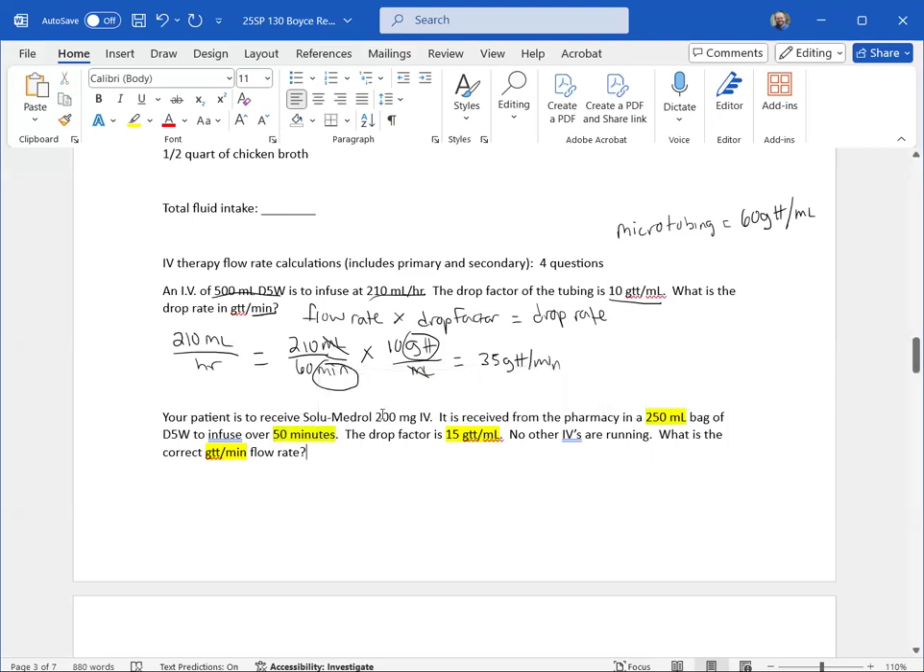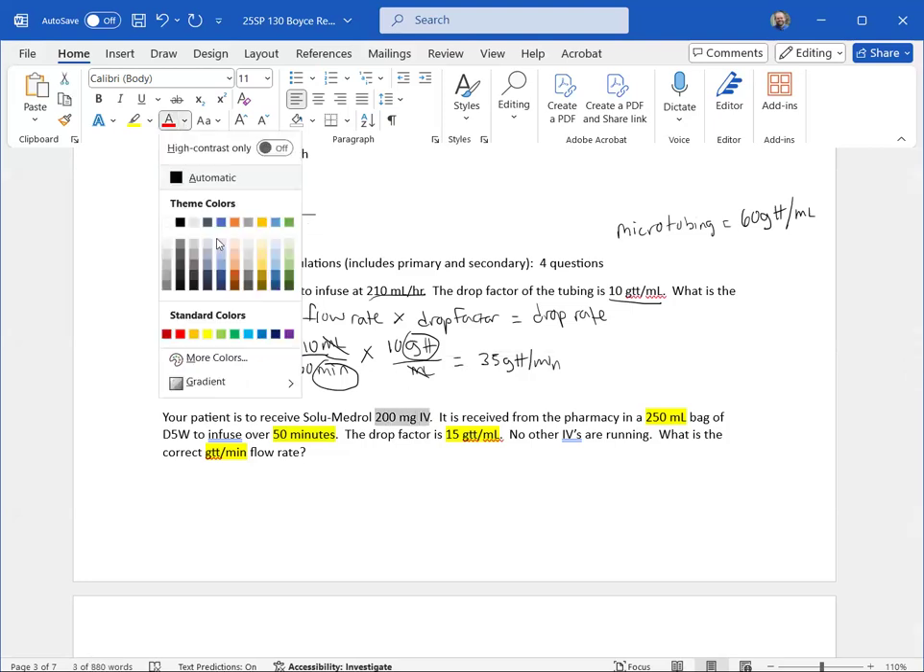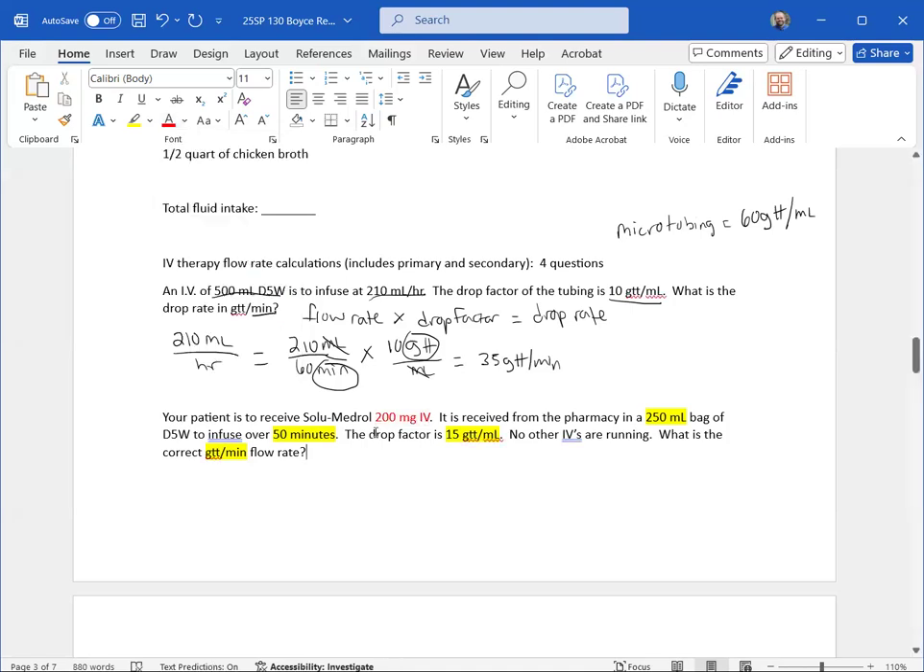So I actually don't care. I mean, we care that it's 200 milligrams. We care that that's what the patient needs. But we don't care about it for the calculation of the flow rates. All I care about is flow rate and drop factor. So what is my flow rate? My flow rate is 250 ml over 50 minutes. That's my flow rate, right? Volume over time.